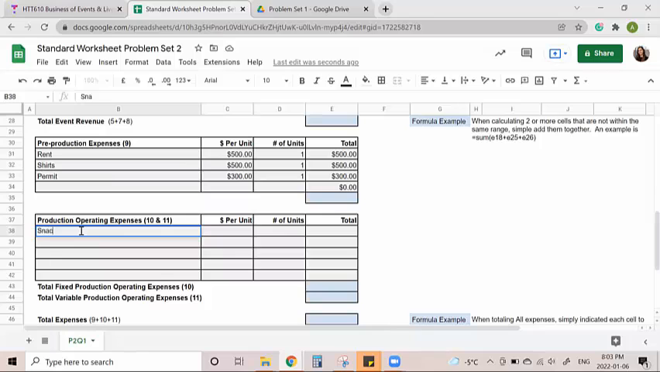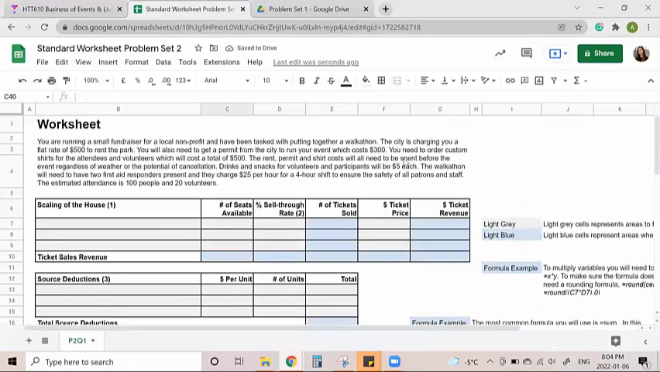So snacks, so they're $5. In the unit, you can do a formula of 100 plus the 20 volunteers. And then again, we'll be using the same formula for the total of just multiplying those two variables together and dragging that down. Okay, so we've got the snacks.